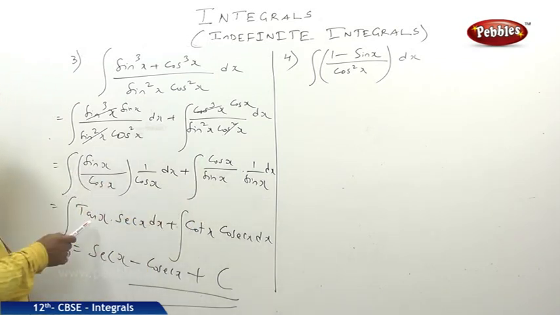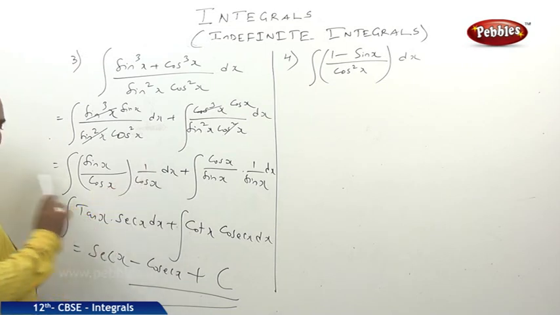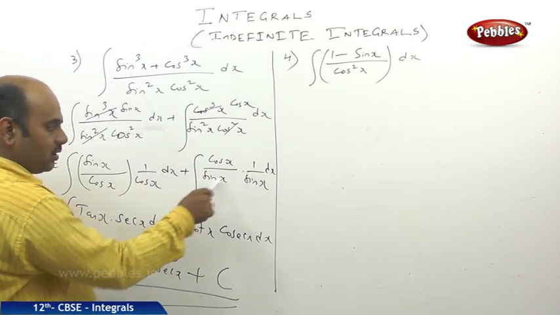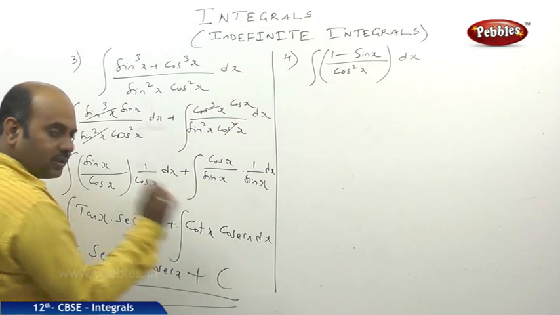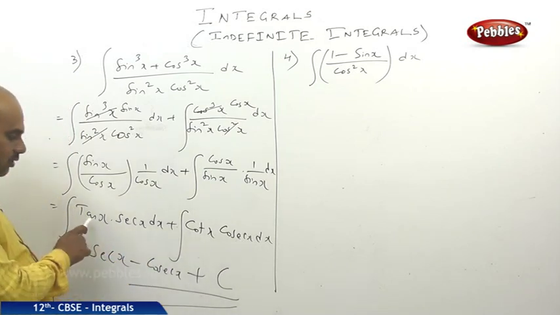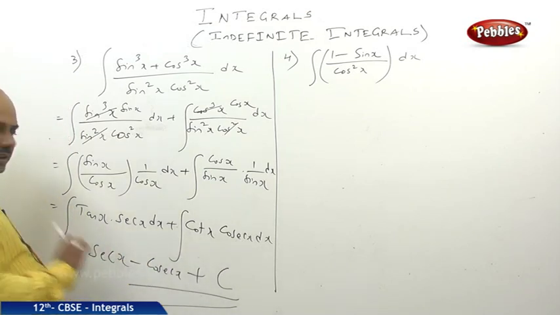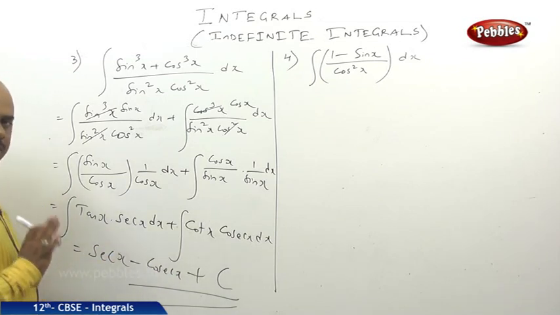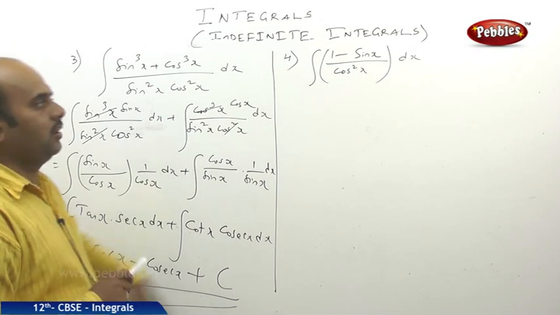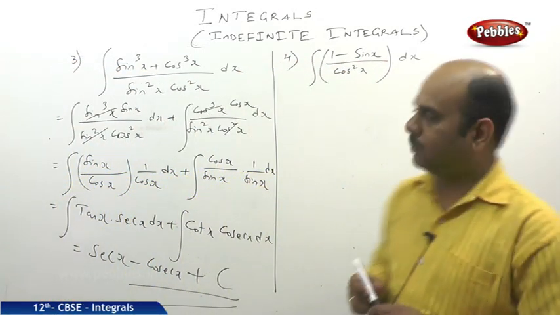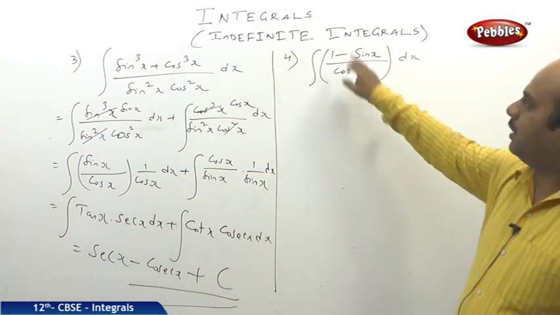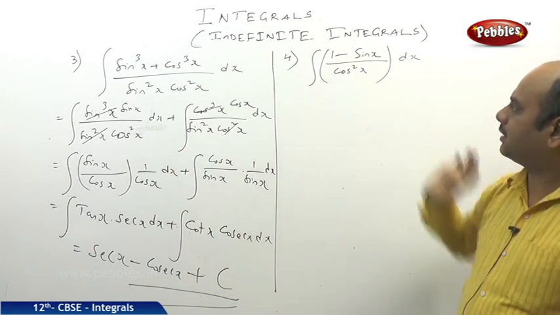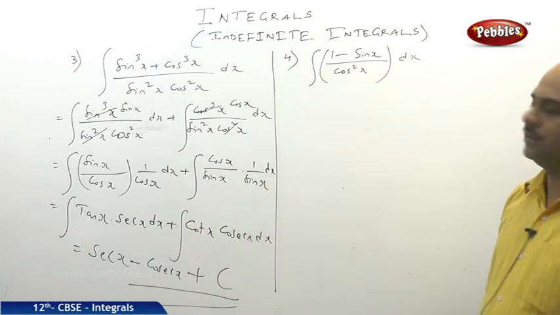Now sin x by cos x is nothing but tan x, 1 by cos x is nothing but secant x. Cos x by sin x is cot x, 1 by sin x is nothing but cosecant x. So integral of tan x secant x will be secant x, and integral of cot x cosecant x will be minus cosecant x plus c. Now I will be going for another problem: integral of (1 minus sin x) by cos square x dx.